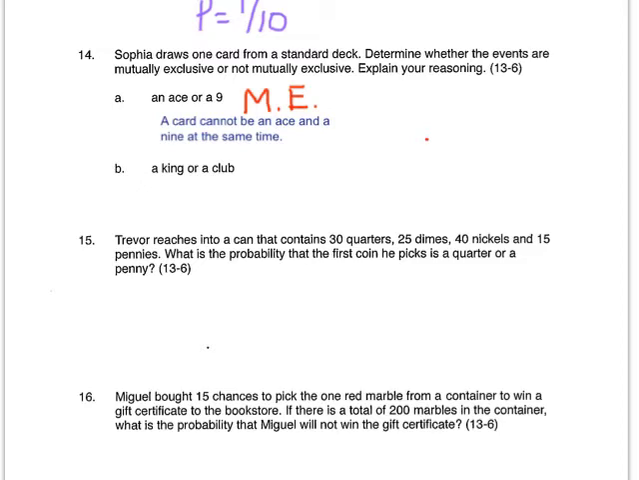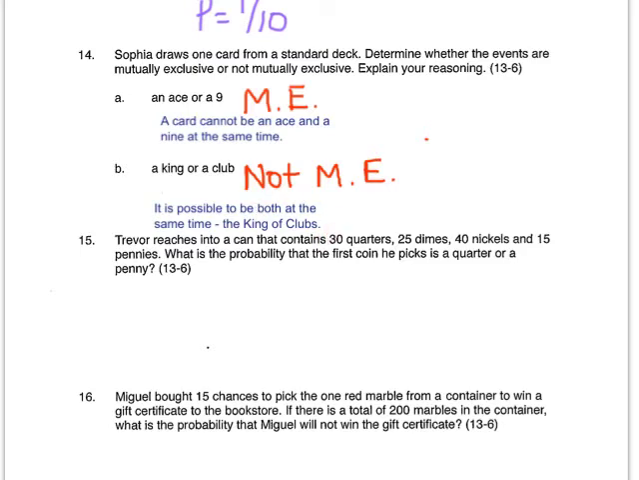For this next one, though, a king or a club, that would not be mutually exclusive because it's possible to be both. You could be both a king and a club if you happen to be the card that is the king of clubs. So I would say not mutually exclusive because it is possible to be both at the same time if you were the king of clubs. The king of clubs represents the overlap between the two categories.